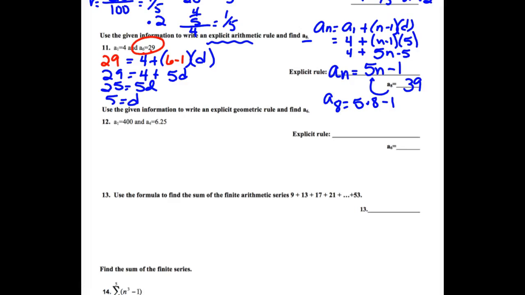We are going to finish up our review for our Chapter 9 test today. Question 12, it says use the given information to write an explicit geometric rule and then find a sub 6, or the sixth term of our sequence. So we are asked for an explicit geometric. What is the basic formula for that?